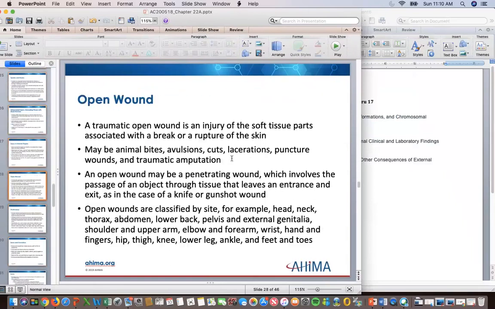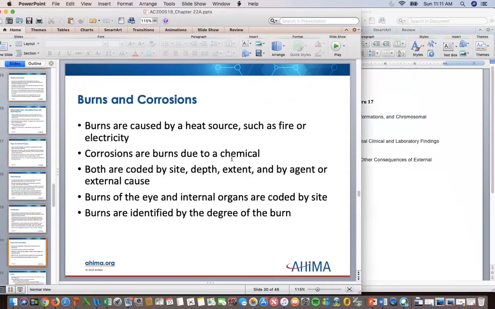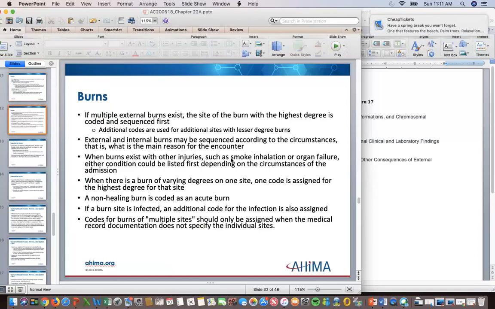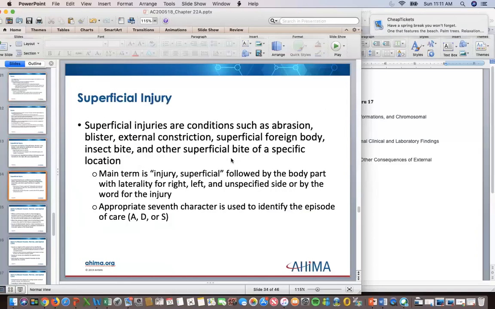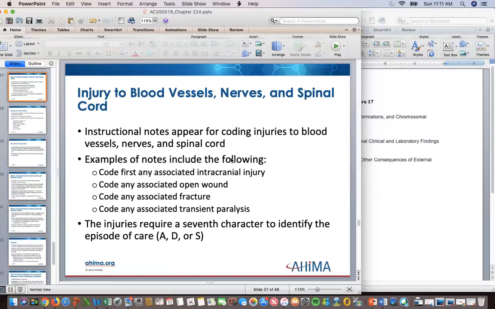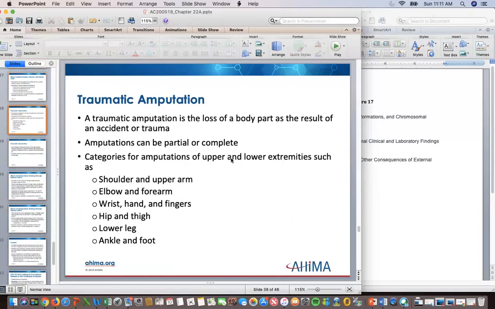Lots of great information. So when you hit these codes or this chapter, make sure that you pull up the PowerPoints, do a quick review. They talk about the burns, what constitutes first degree, second degree, or third degree burns. Again, multiple injuries, etc. And I'm just going to breeze through a few of these. Injury to blood vessels, the nerves, and spinal cord. Again, you'll have a 7th character for all of these that we are discussing.